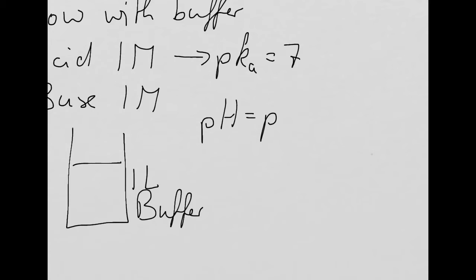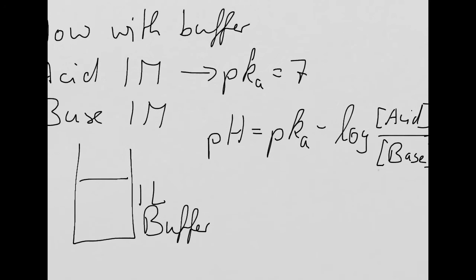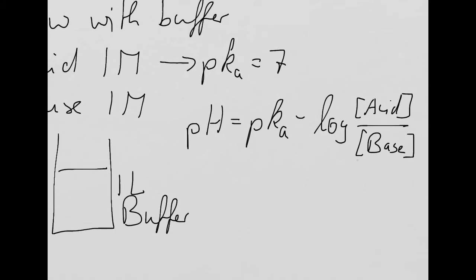pH equals pKa minus or plus? Minus, good. Minus log acid divided by the concentration of the base. So, what's our pKa? Can you do that yourself? Can you try to calculate that from this equation? Both acid and base are 1 molar, and the pKa is 7. Give it a go.